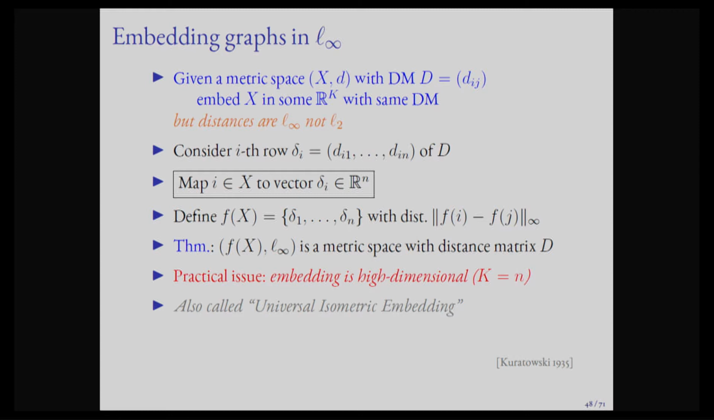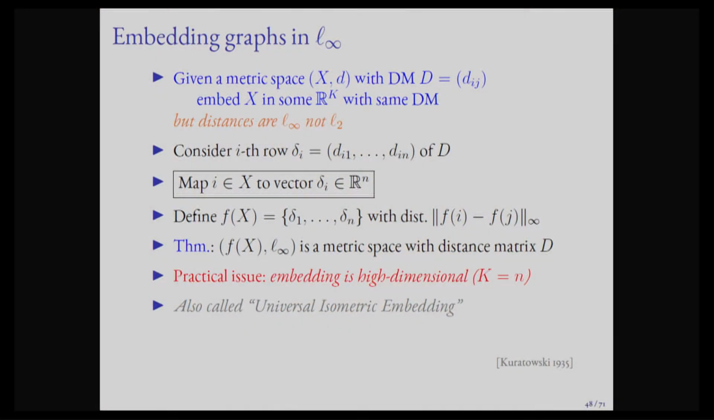However, it turns out that if you embed it within L infinity, okay, so this is an embedding in n dimensions, so it's a very high dimensional embedding, okay? But if you embed it within the L infinity norm in n dimensions, this is an isometric embedding. All of the distances can be respected. It doesn't matter what metric space you start from. You can still embed it precisely. The proof is also simple.